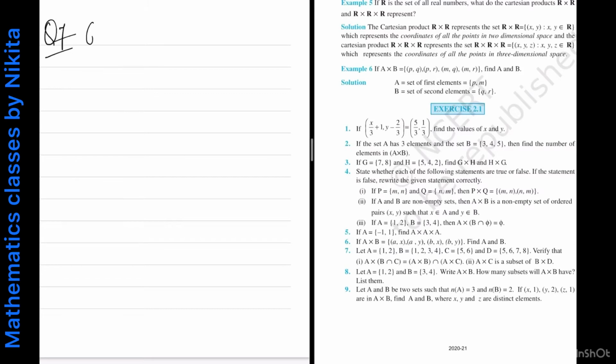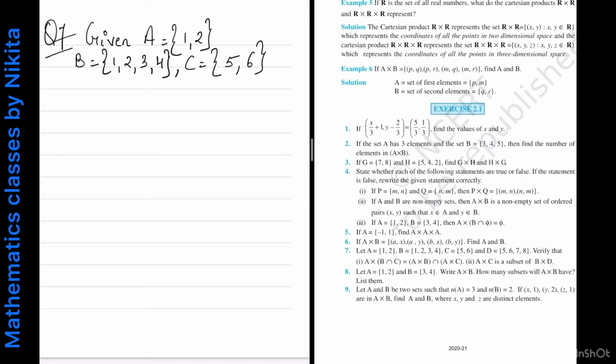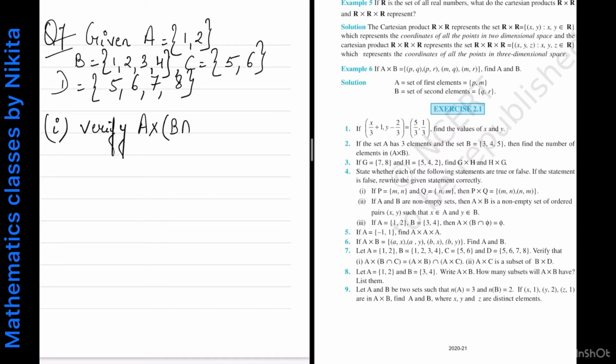So what is given to you? The sets are given to you. So let us write the sets. A is {1, 2}. Set B is equal to {1, 2, 3, 4}. C is equal to {5, 6}. And D is equal to {5, 6, 7, 8}. And you have to verify A cross (B intersection C) is equal to (A cross B) intersection with (A cross C).